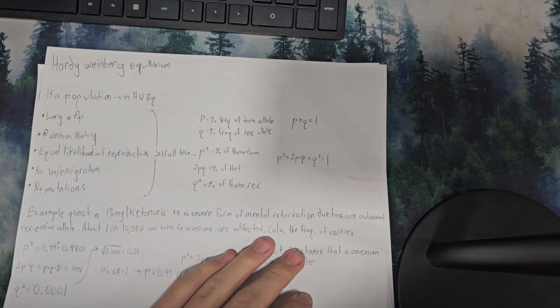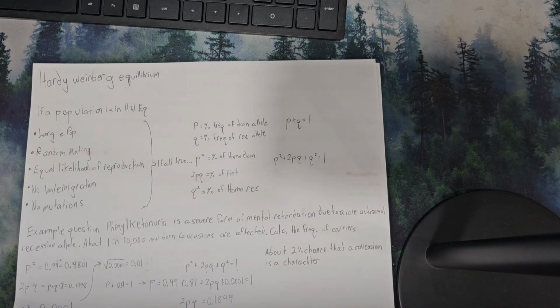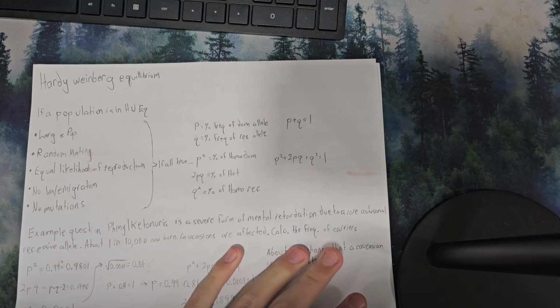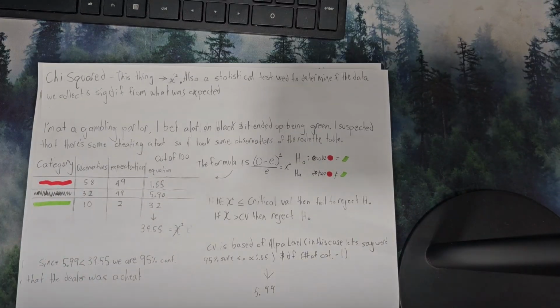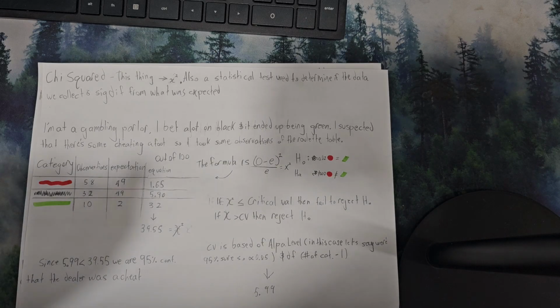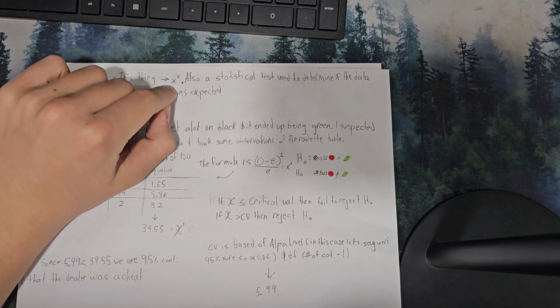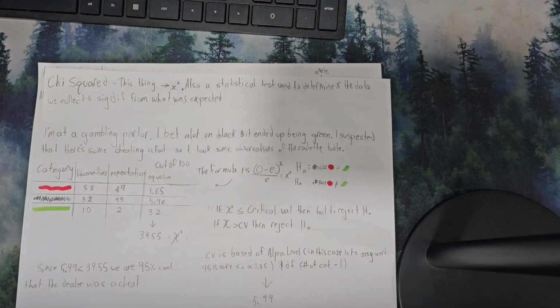Now, Hardy-Weinberg equilibrium is not the only kind of equation you can expect to find on a genetics test. You'll also find chi-squared. Chi-squared is this thing right here. But it's also a statistical test used to determine if the data we collect is significantly different from what was expected. So let's look at an example problem.